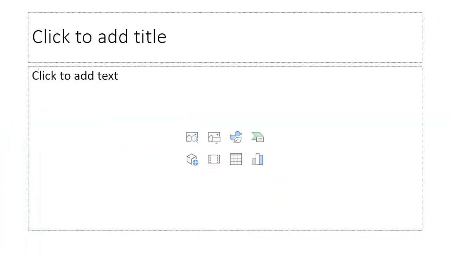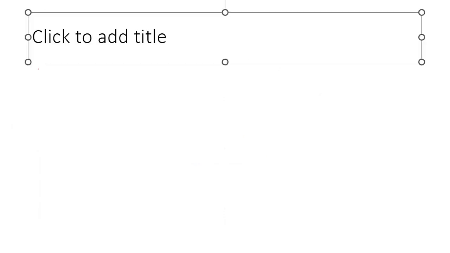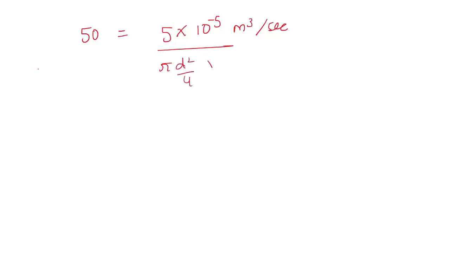Then we will check how this draw ratio is calculated. This draw ratio is 50, so 5 into 10 to the power minus 5 meter cube per second upon pi d square by 4 into 100. If you calculate this, d square is 5 into 10 to the power minus 5 into this meter per second.